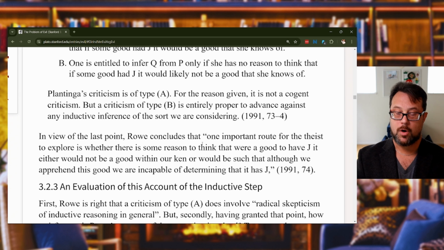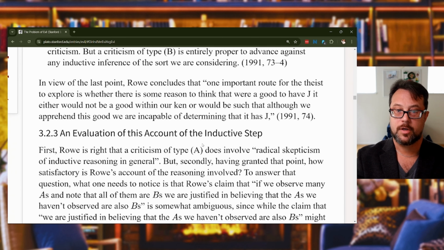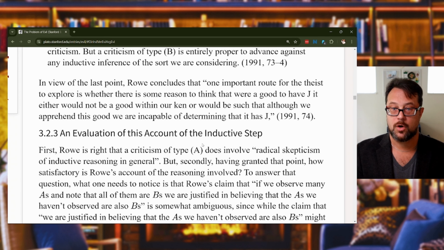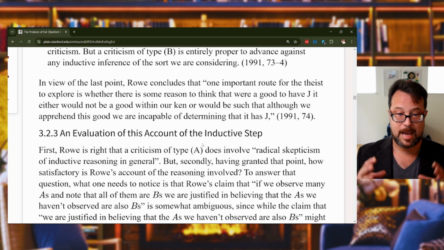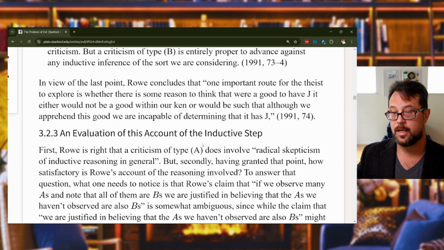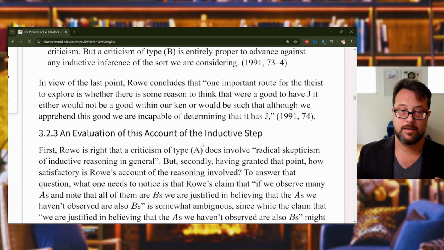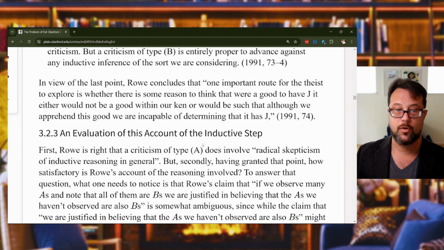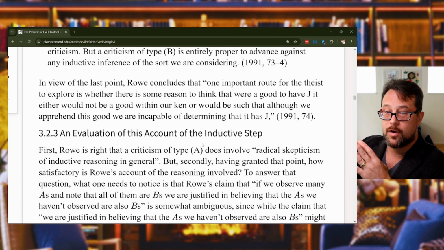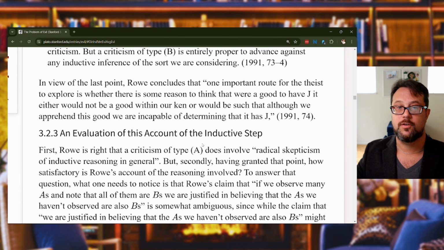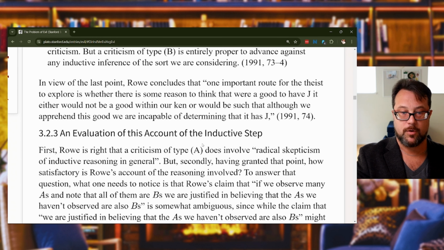And he concludes, Rowe, quote, one important route for the theist to explore is whether there's some reason to think that were a good to have J, it would either not be a good within our ken, or would be such that although we apprehend this good, we're incapable of determining that it's J. So you have to think about this. Is there some reason to think that if it were to have J, either it would not be within our ken, or it'd be such that although we can apprehend that good, we can't even figure out that it has that property J? That is, J, just that it would justify God in permitting the evils.